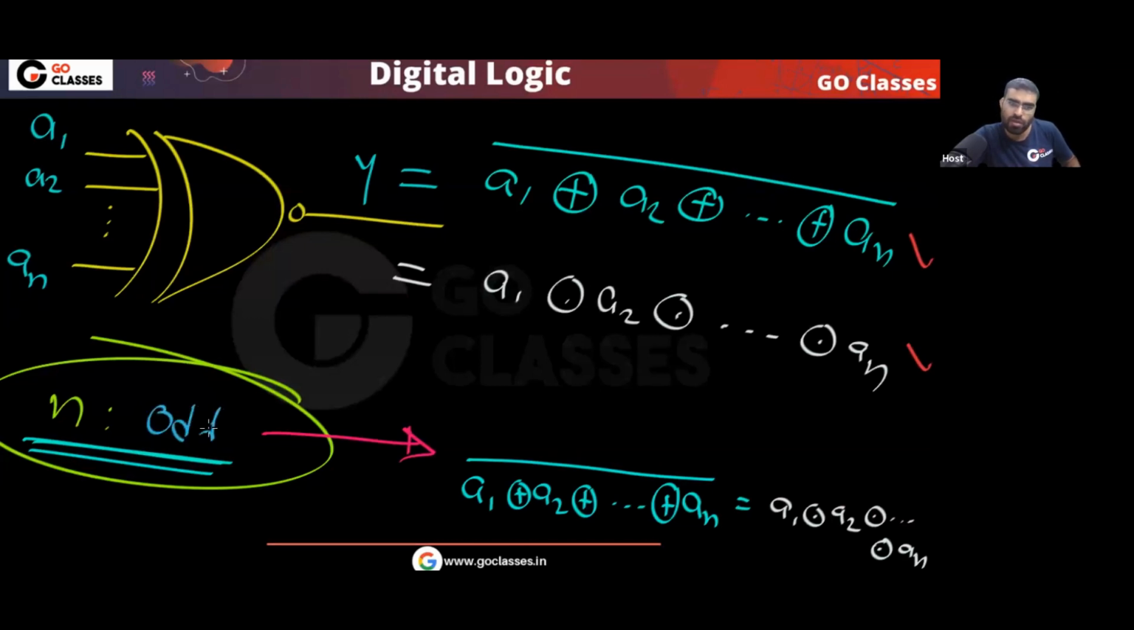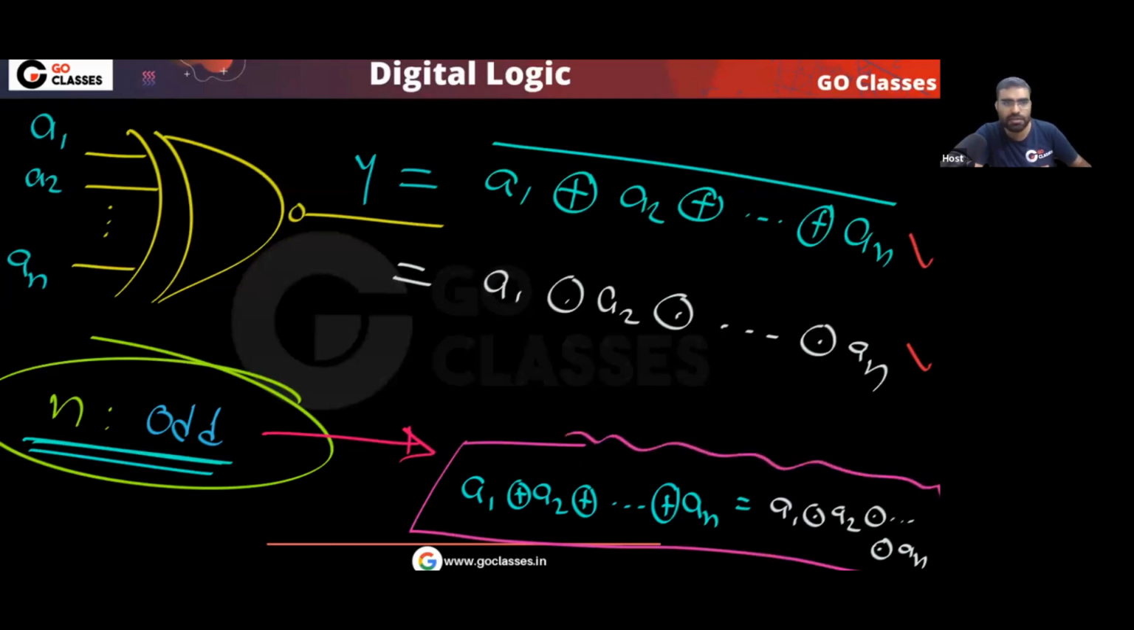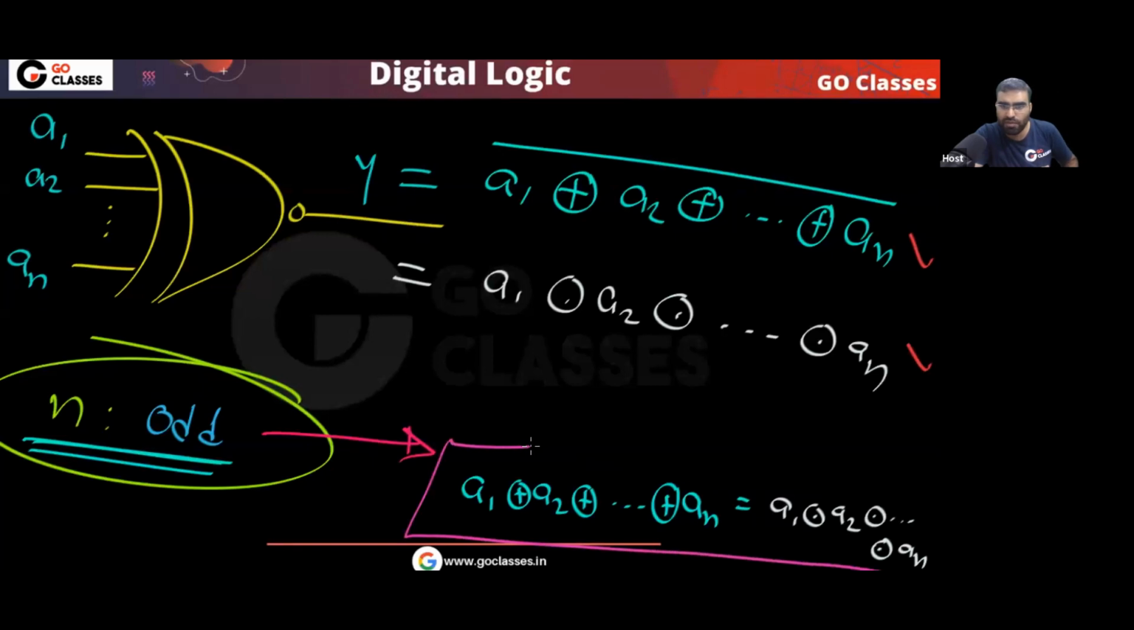Let me know, if n is odd. If n is odd, then XOR and XNOR are the same. Yes or no? They will be the same. Correct? If n is odd, then in this situation, remember, this is not correct. So what do you have to write? You have to write the complement of XOR. Remember, in this situation, this is not correct.